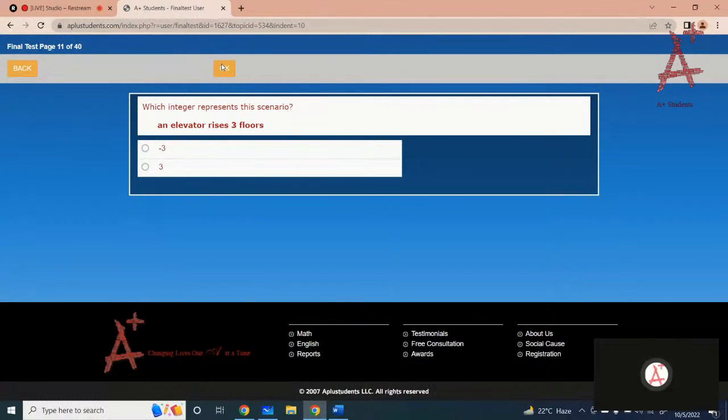Okay, which integers represent the scenario? An elevator rises 3 floors. So is it an increase or decrease? Yes, it is an increase. So you can represent it by the positive numbers. Positive number, got it? It is 3.